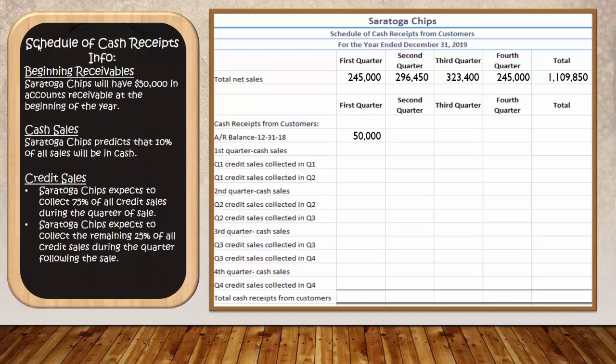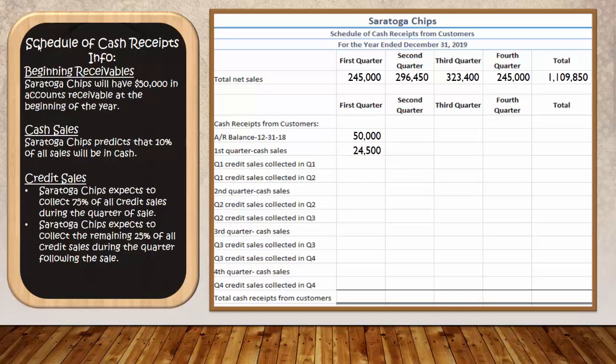The next row down is our first quarter cash sales, and in the information on the left section, it says that Saratoga Chips predicts that 10% of all sales will be in cash. So how do we know what number to fill in? We take our total net sales for the period and we multiply it by that 10%. If the company is going to have $245,000 in total net sales during the first quarter and 10% of those are going to be in cash, that means $24,500 worth of cash will be collected from cash sales alone.